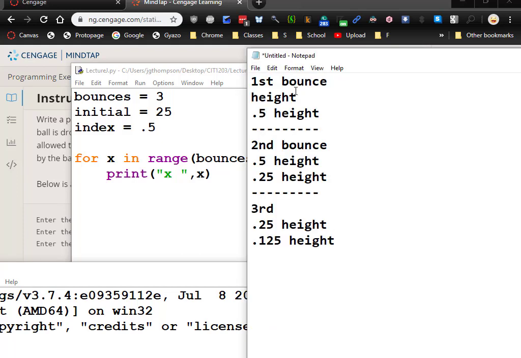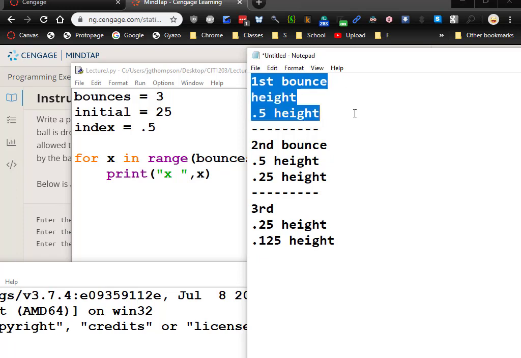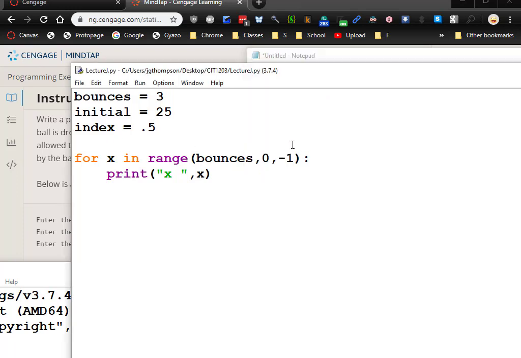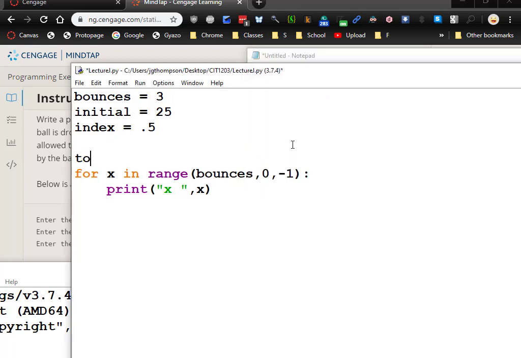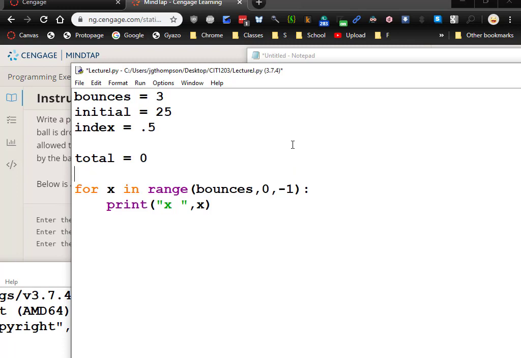So looking back at our thing, what happens here? We add the bounce height and then half the bounce height. It's a two-step process for each iteration. So tucked away inside the for loop, we need to do that and that. I need some kind of total in order to hold that stuff. Total equals 0, right? We start off at 0.